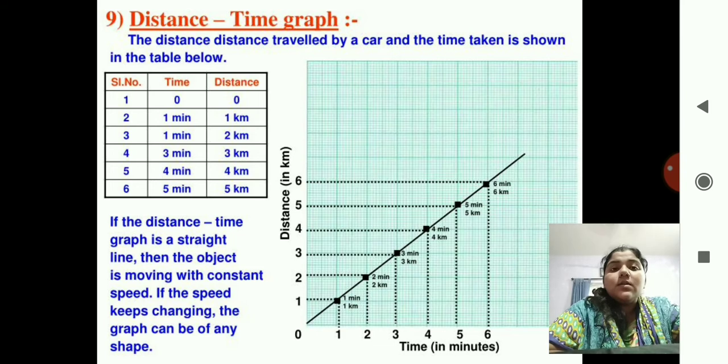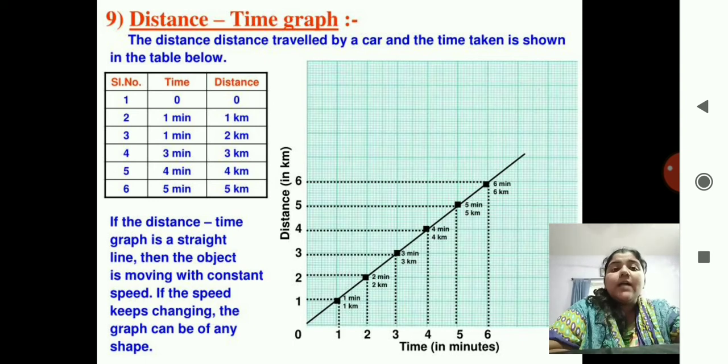So first, at 0, the car is at rest. Then after 1 minute it has started. So at 1 minute it has covered 1 kilometer. After 2 minutes it has covered 2 kilometers. After 3 minutes it has covered 3 kilometers. After 4 minutes it has covered 4 kilometers. After 5 minutes it has covered 5 kilometers.